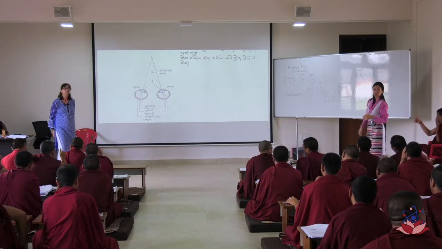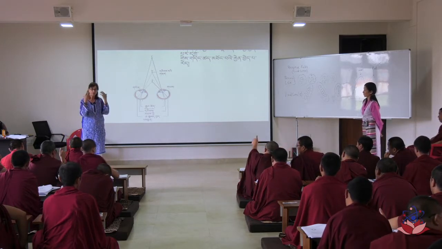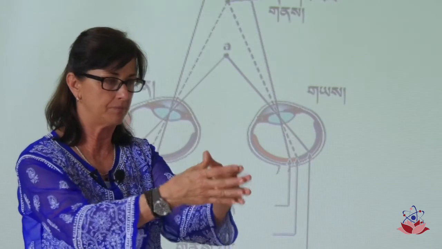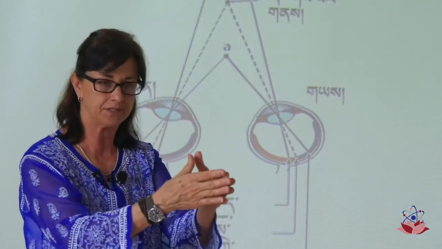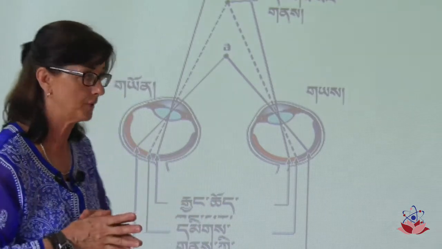And if these disparities are present, then our visual system interprets that as an object in depth. It automatically interprets that depth information through those neurons that are binocular in the visual cortex.